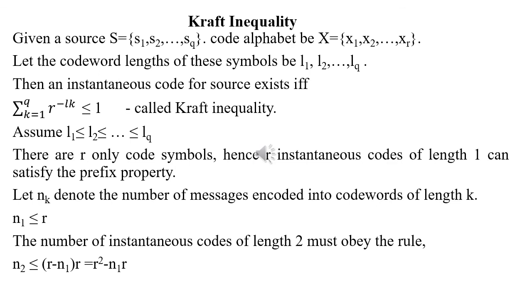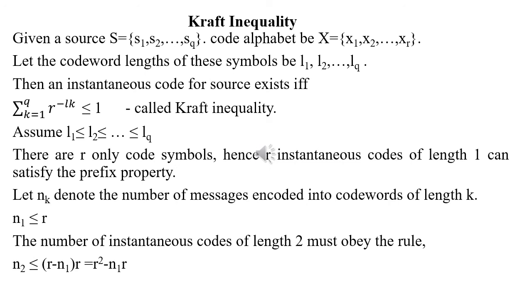Next is the Kraft inequality. The source alphabet S is given as S1, S2 up to SQ and the code alphabet X equal to X1, X2 up to XR. Let the code word lengths of these symbols be L1, L2 up to LQ. Then an instantaneous code for source S exists if and only if summation of R raised to minus LK is less than or equal to 1. This is called the Kraft inequality. Assume L1 less than or equal to L2 up to LQ.